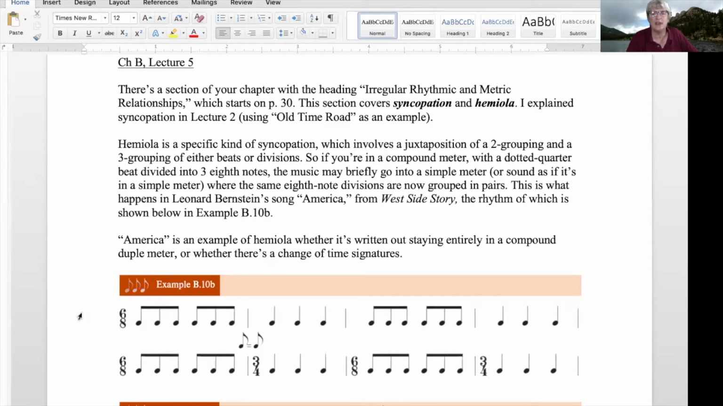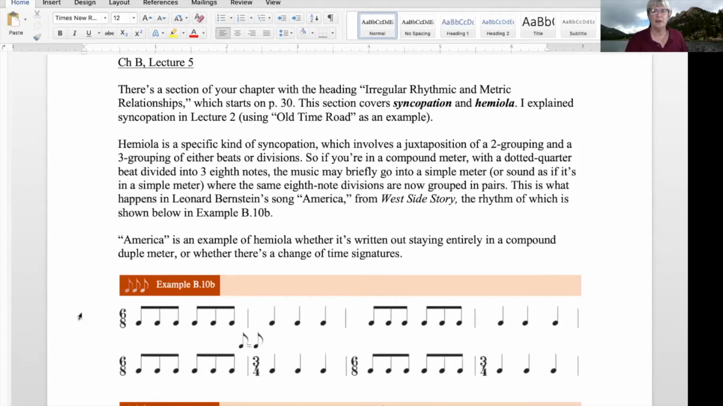Hemiola involves a juxtaposition, or a sort of putting side by side, of a 2 grouping and a 3 grouping of either beats or divisions. Taking either beats or divisions, you'll have a going back and forth between having 3 of them grouped, 1, 2, 3, 1, 2, 3, 1, 2, 1, 2, 1, 2. So going back and forth between 3 and 2, doesn't matter which one is first.